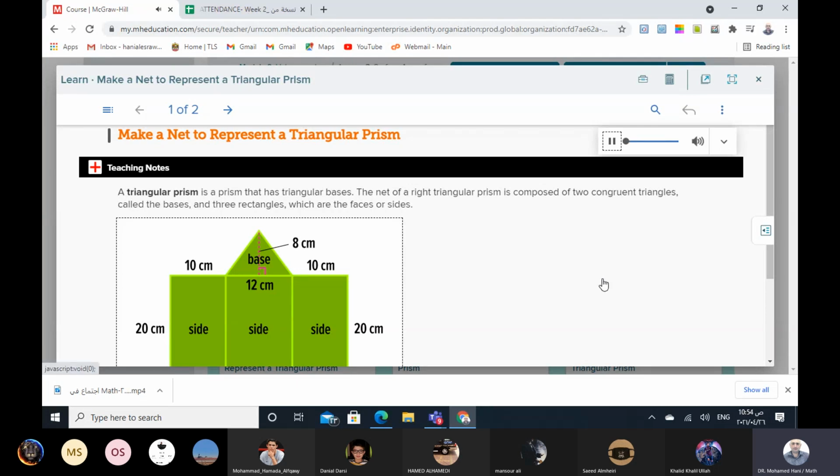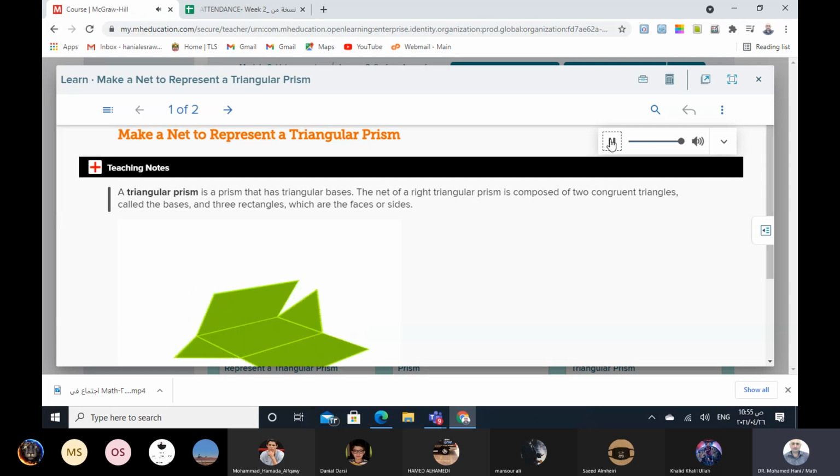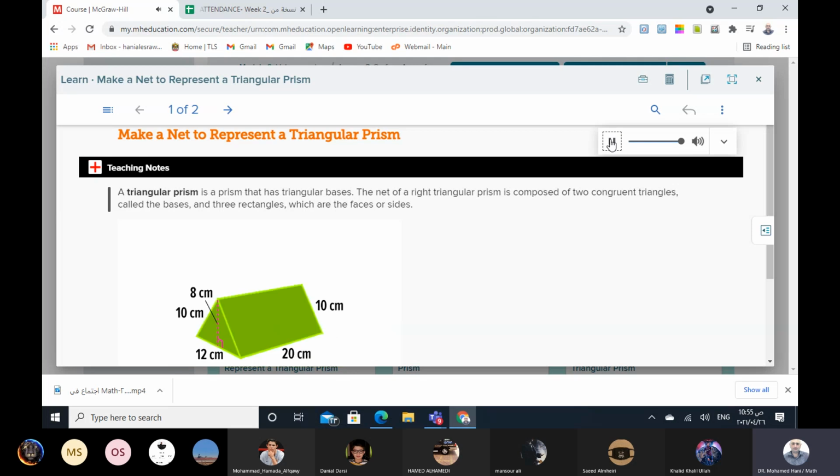Make a net to represent a triangular prism. Teaching notes. A triangular prism is a prism that has triangular bases. The net of a right triangular prism is composed of two congruent triangles, called the bases, and three rectangles, which are the faces or sides.